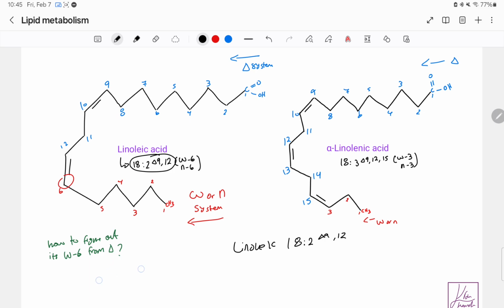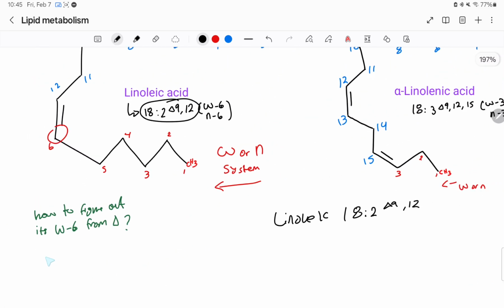How? Well, there's actually a pretty easy trick. You take the final number of carbons, which is 18 carbons long, and you subtract the last double bond. So 18 minus 12. What does that give you? That gives you 6. So that gives you 6 carbons, which means this is an omega-6 fatty acid.